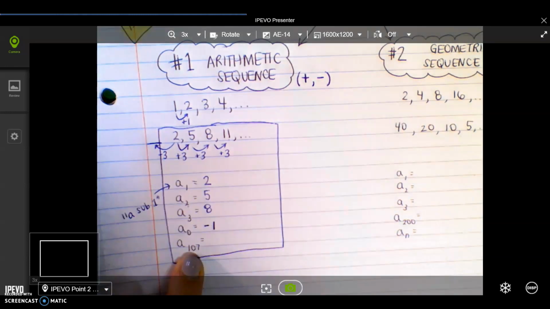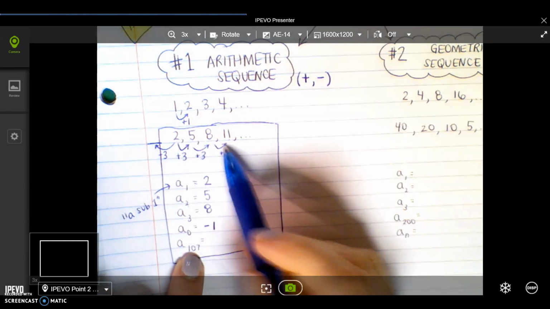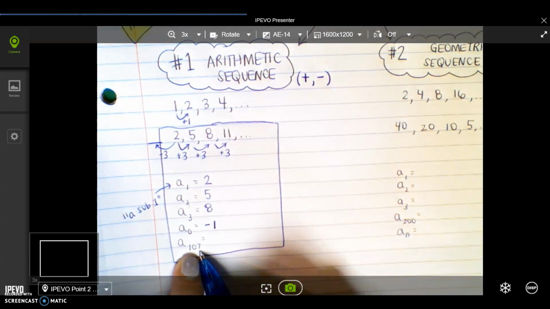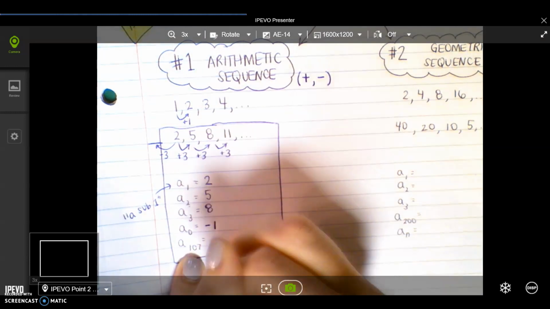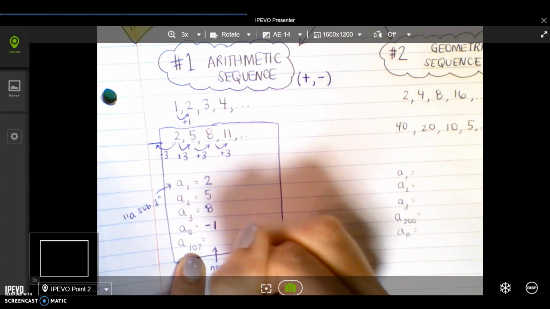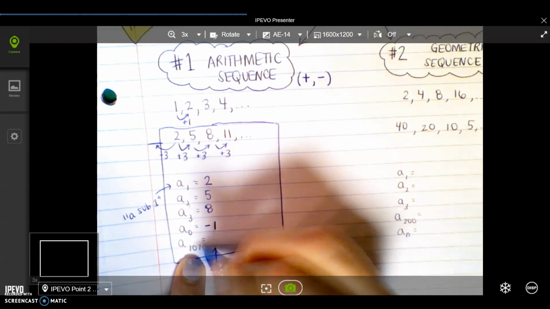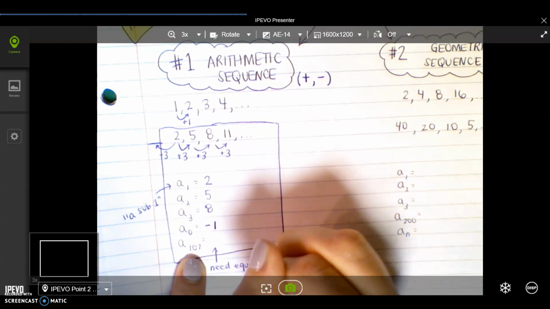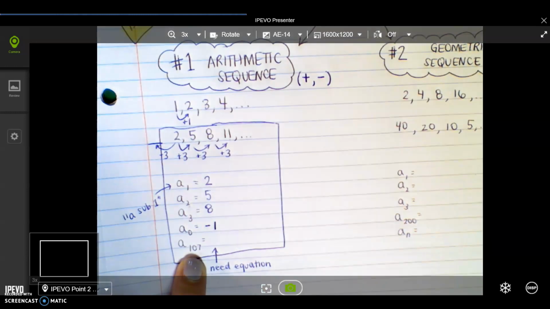I could find a sub 107 by adding 3 over and over again until I got to the 107th term, but there is an equation that I can use to get to any high number term in that sequence instead of just adding 3 over and over again. And we're going to learn that equation in our next notes video.